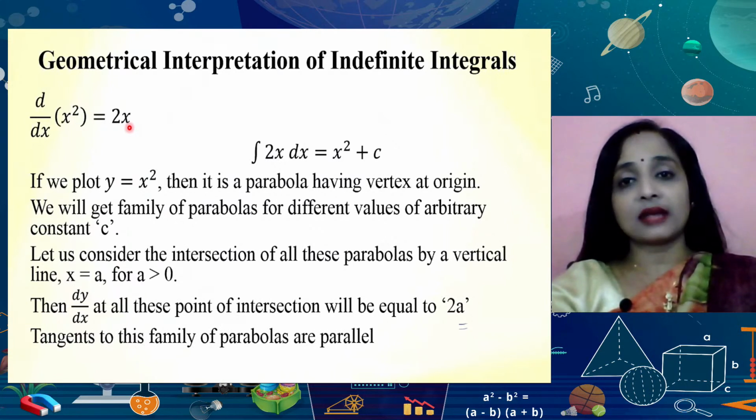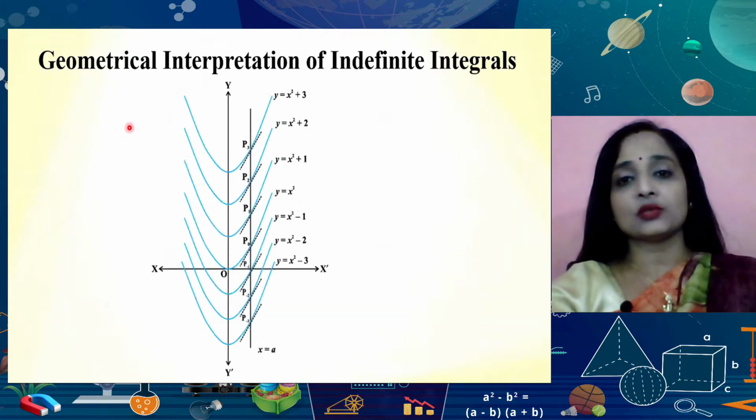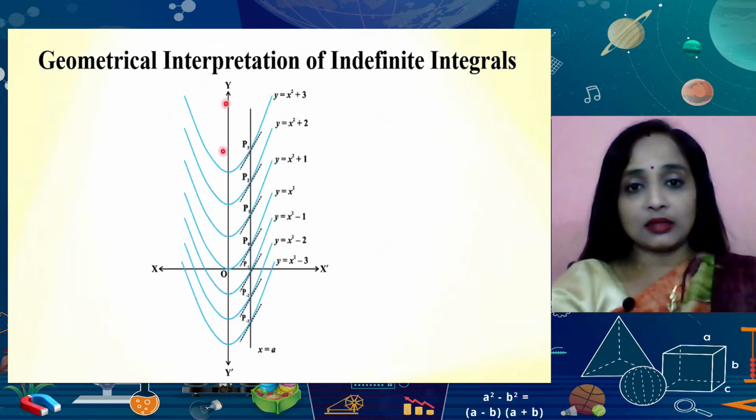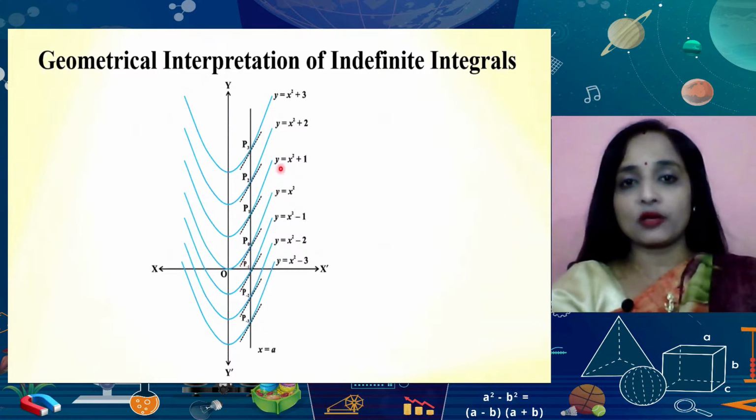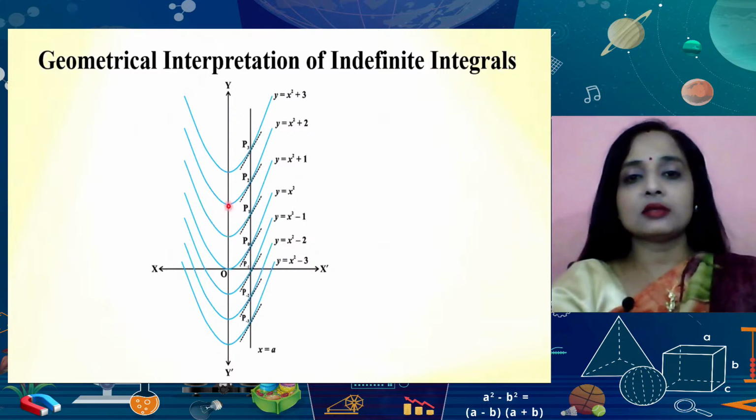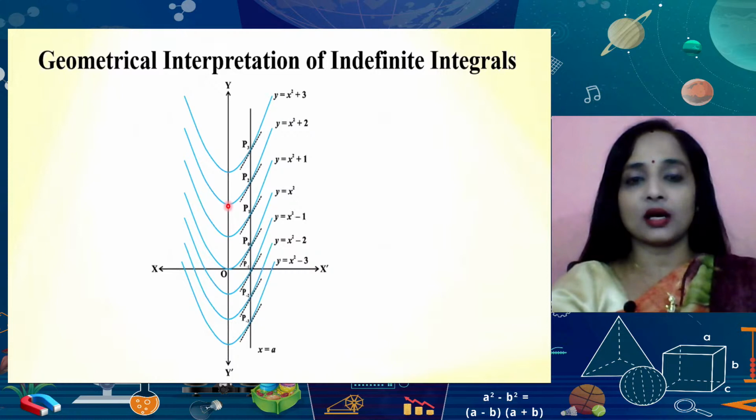Let's understand this particular concept by using this figure. You can see that this curve is y is equal to x square. If you wish to plot y is equal to x square plus 1, shift the vertex 1 unit above the origin. Similarly, for y is equal to x square plus 2, shift 1 more unit from y is equal to x square plus 1 along the y-axis. Similarly, y is equal to x square plus 3 can also be plotted.